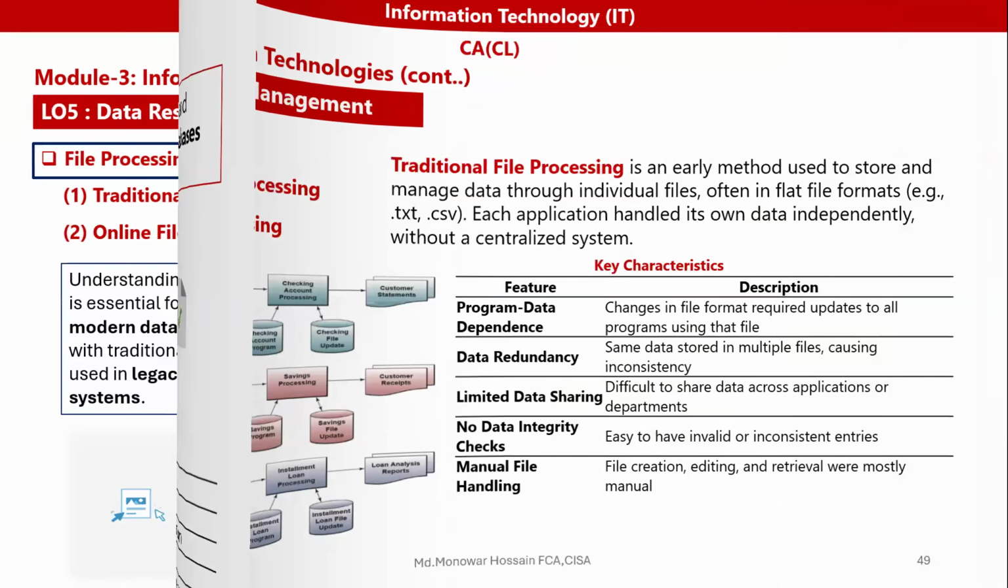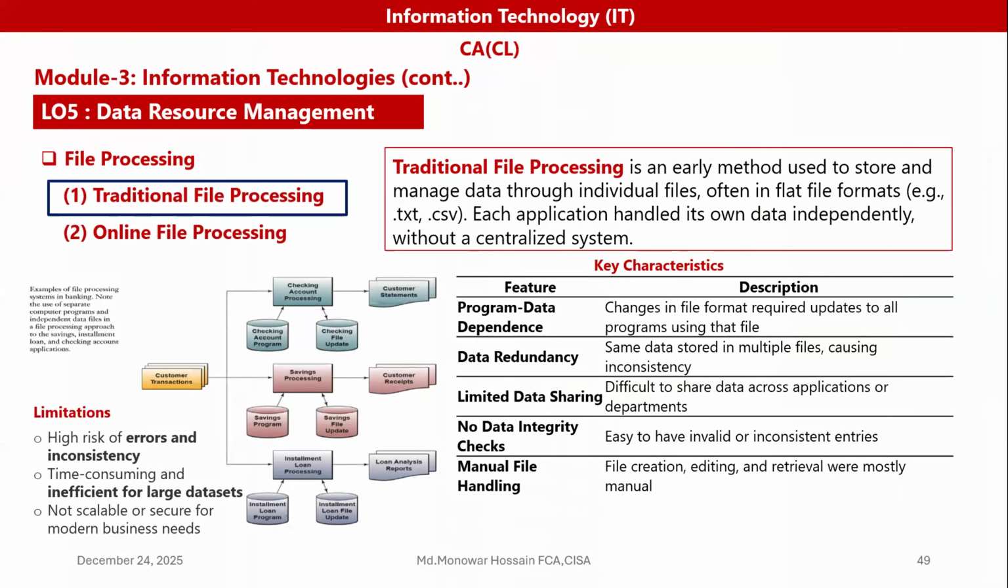Traditional file processing is an early method used to store and manage data. It has some limitations: high risk of errors or inconsistency, time-consuming and inefficient for large databases, and not scalable or secure for modern business needs. Its characteristics are that a change in file format requires updating all programs using the file, and the same data is stored in multiple files.